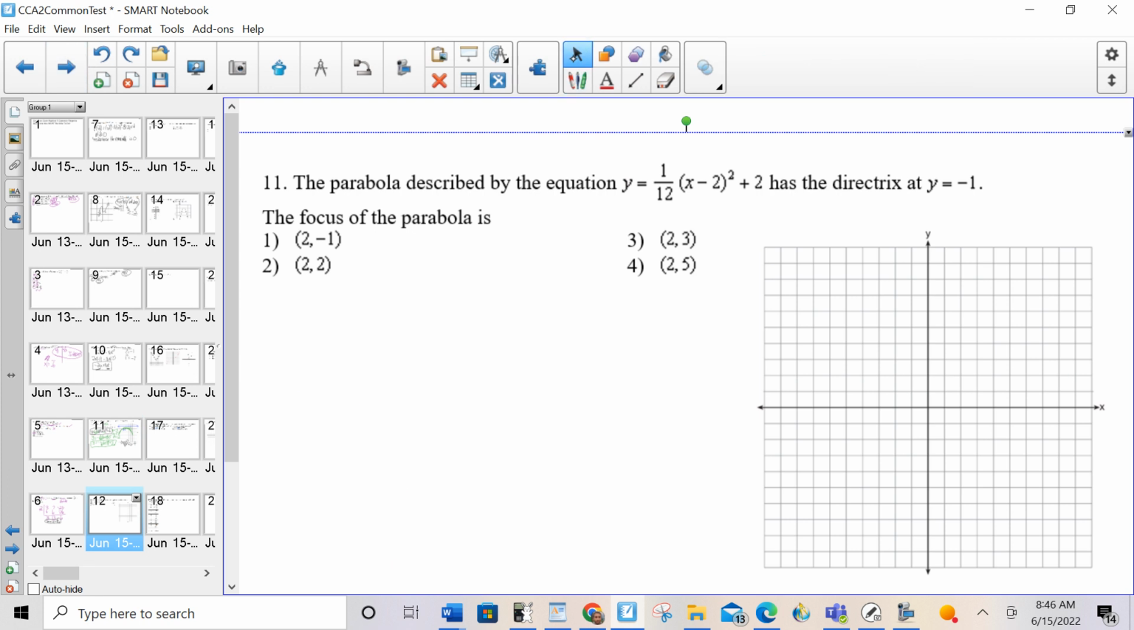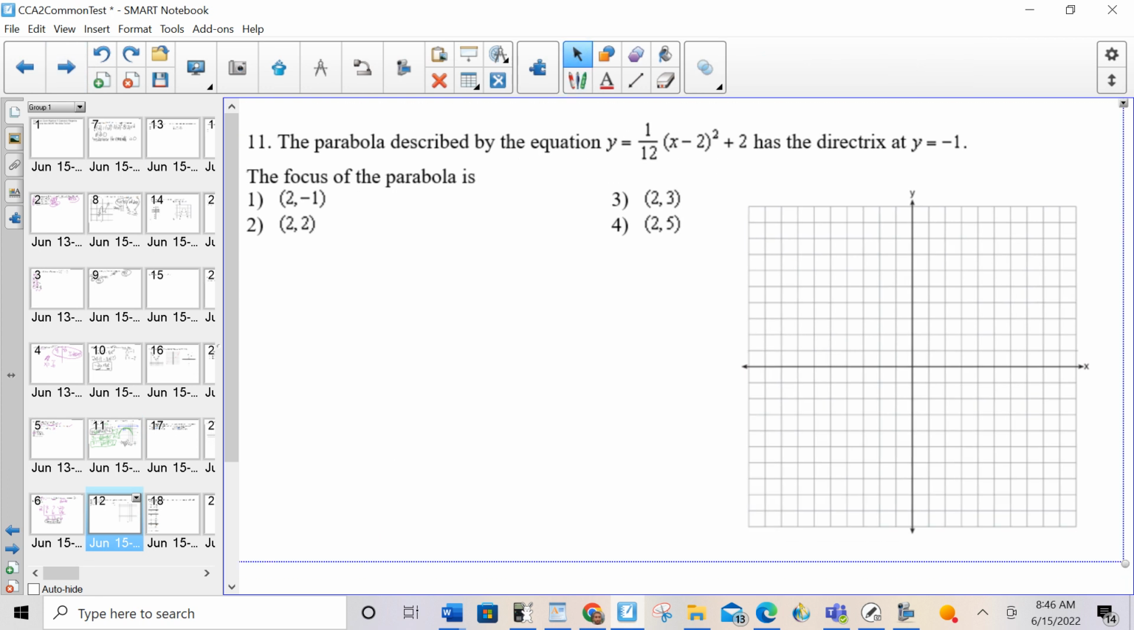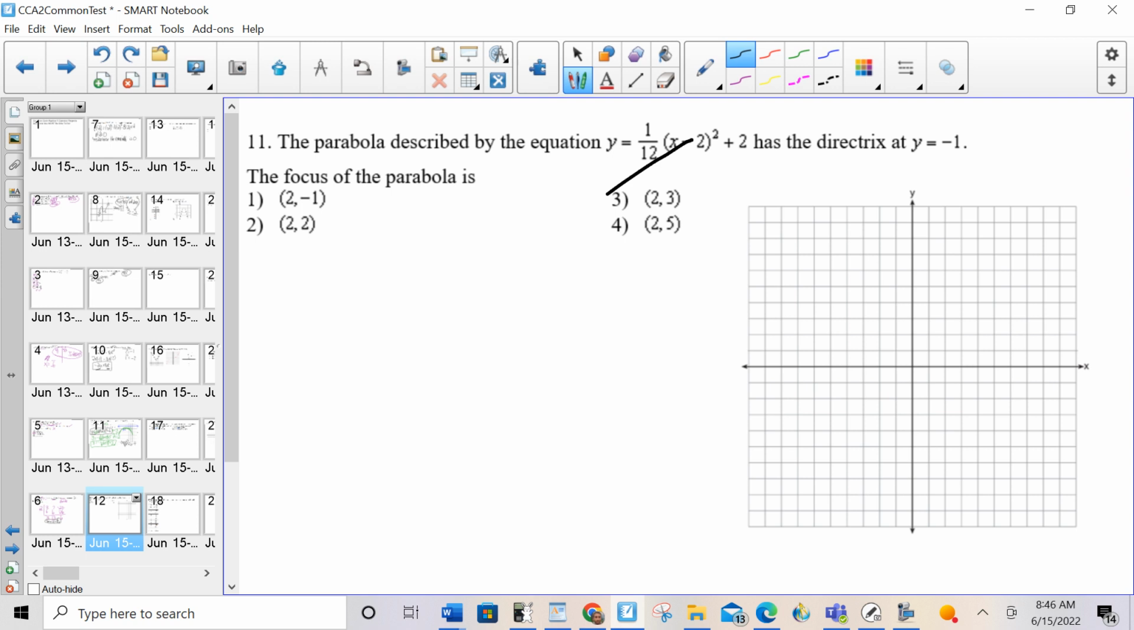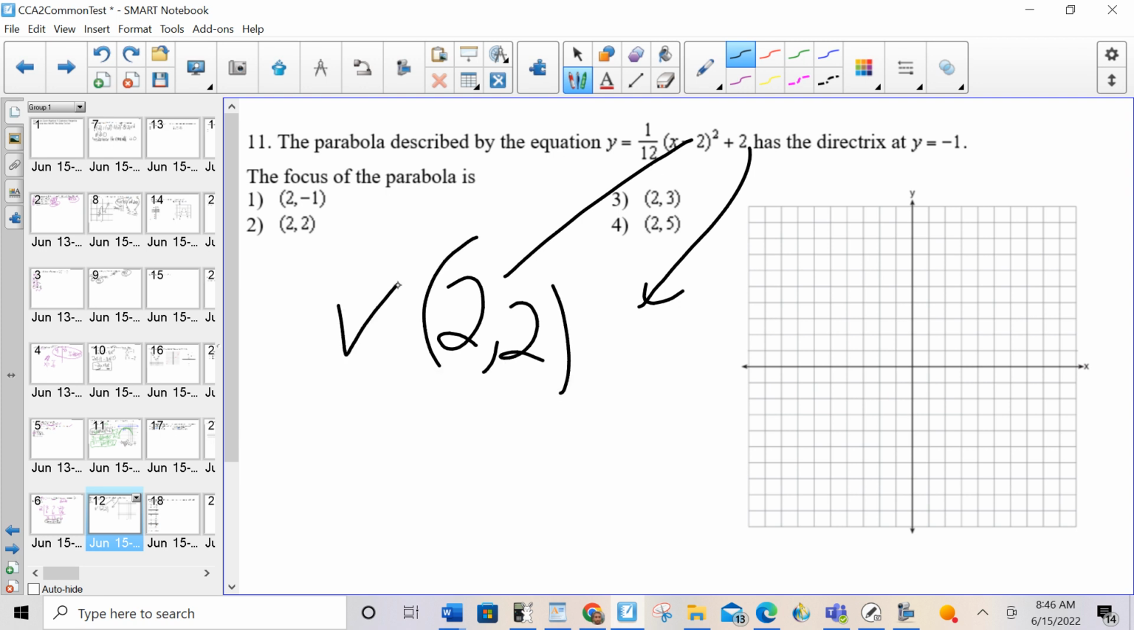Now, this is going the opposite direction. If they give you the equation, you have to pull the vertex from the equation. So x minus 2, I'm changing the sign of the x coordinate. I'm not changing the sign of the y coordinate. If they give me the equation, I have to pull the vertex by negating the x coordinate, not negating what's at the end for the y coordinate. Once I have that, I plot that.